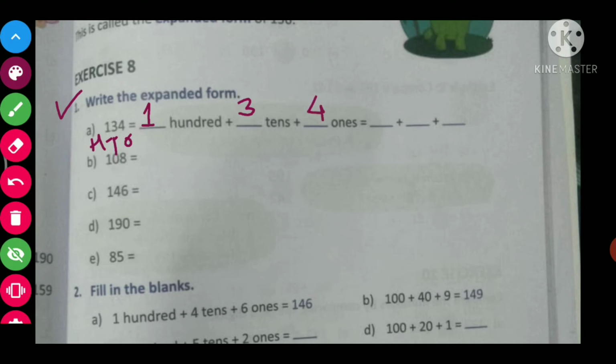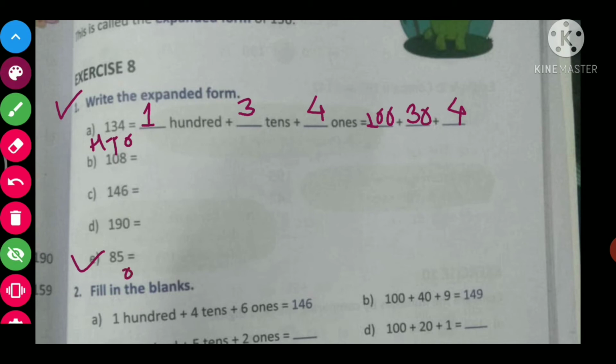So the expanded form of this number will be 100, then 3 tens, and if it is in tens we'll put 30, then 4 ones. Like this you have to write. Now see part E. 85 is there. Again we will find out the place value of each digit.